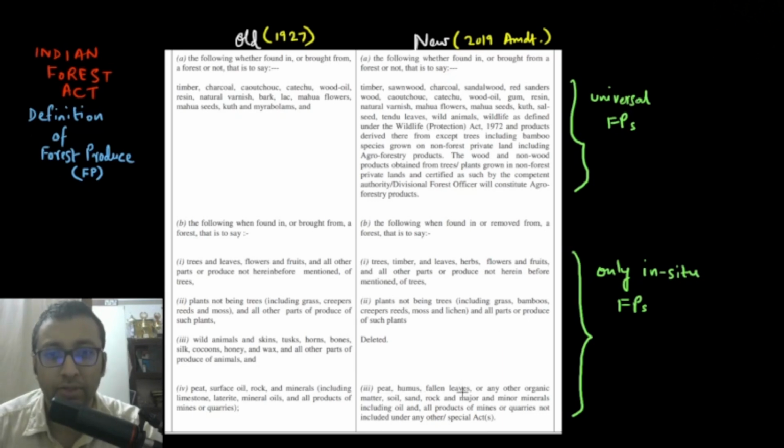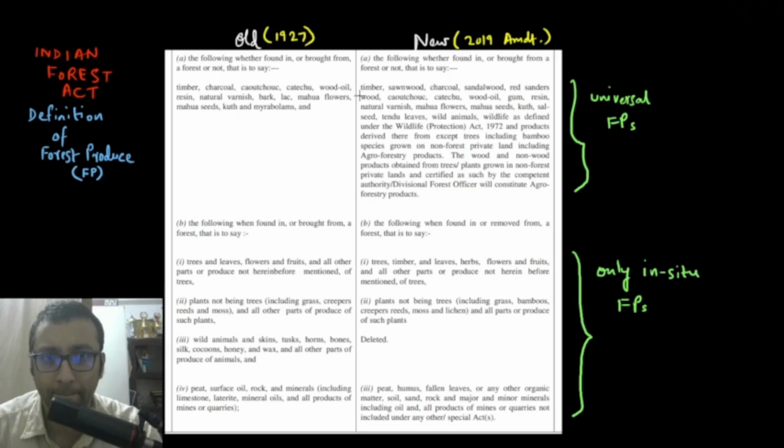Then peat, humus, fallen leaves, some minerals, sand, rock, coal, major and minor minerals. These are only in situ FPs. In other words, if I have a fallen leaf inside a forest area, that is an FP. But if I have a fallen leaf outside a forest area, that is not an FP. I can do anything with it. This is very important. What are the universal FPs?